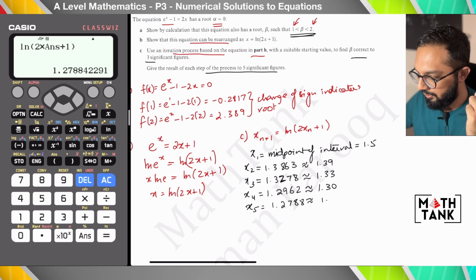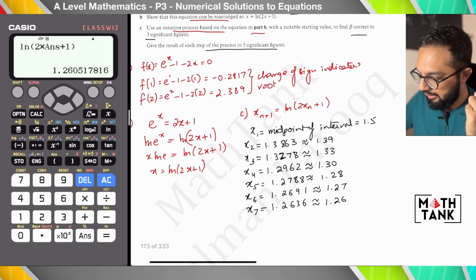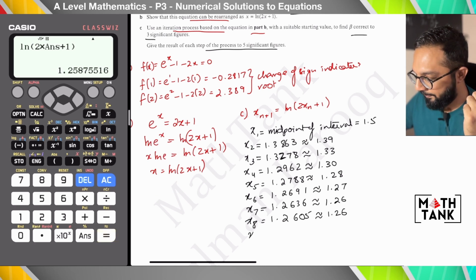1.2788, 1.28. 1.2691, 1.27. Press another equals, 1.2636, 1.26. Then it's 1.2605, so 1.26. This seems like it might repeat. Let's do another one, and this has repeated. 1.2586, 1.26.